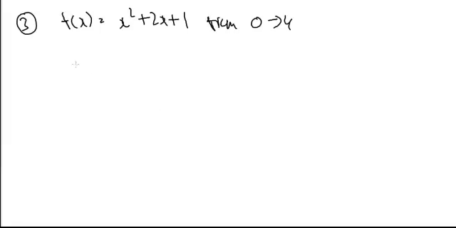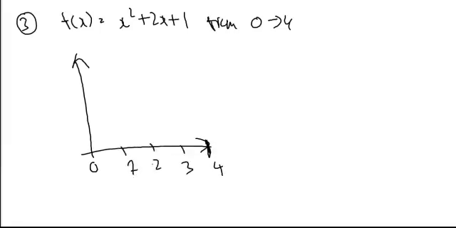So in question 3, we have the function x squared plus 2x plus 1 from 0 to 4. Again, we can just plot our axes. It's going to end up at 4. It'll start at 0, so I'll break it into 4 intervals: from 0 to 1, 1 to 2, 2 to 3, 3 to 4. Fortunately, the width is 4, and we're breaking it into 4 intervals, so the width for each interval is 1.